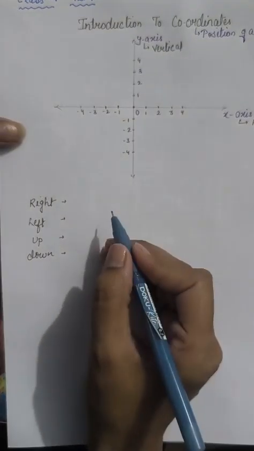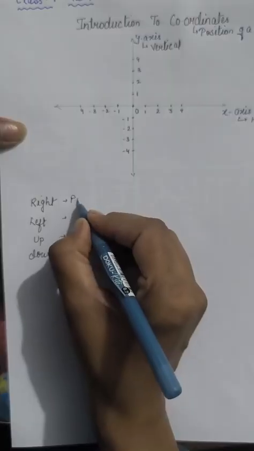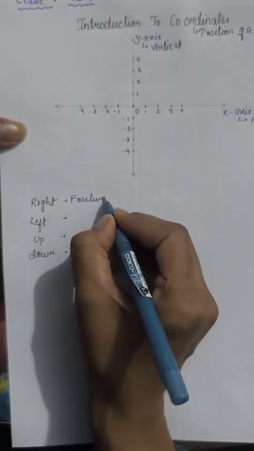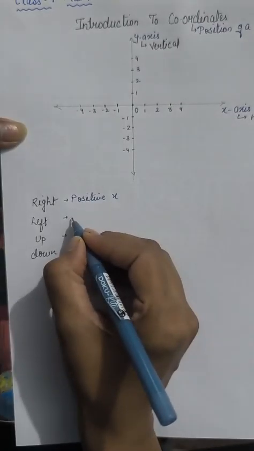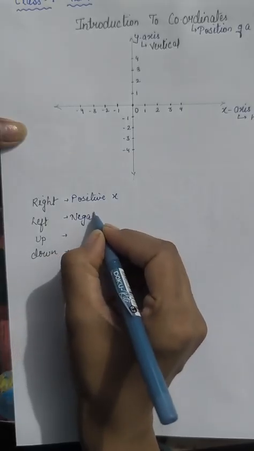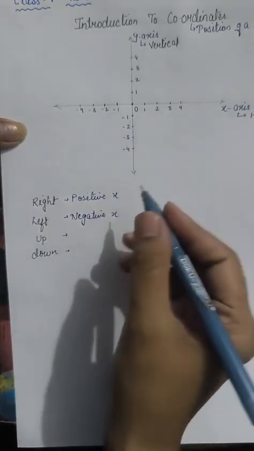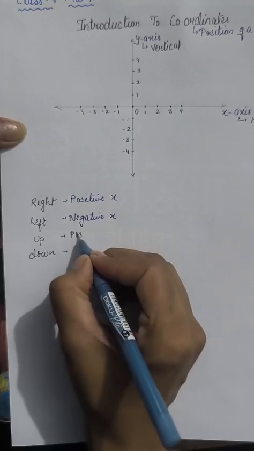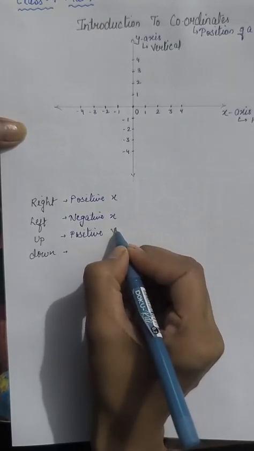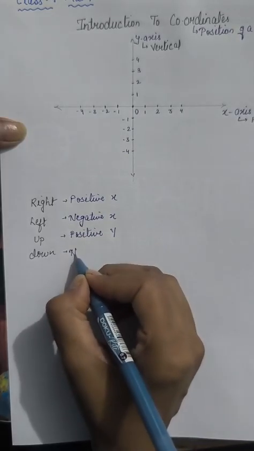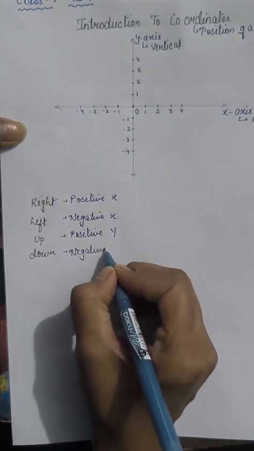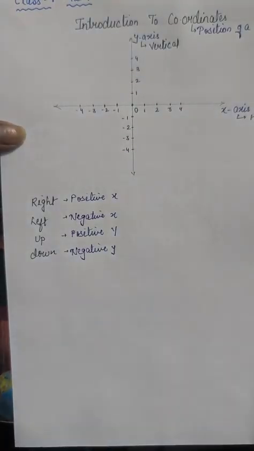So here I can say that at the right, positive x, at the left, negative x, upward positive y and downward negative y. ये सारी पोजीशंस आपको यहाँ से पता चल गए.